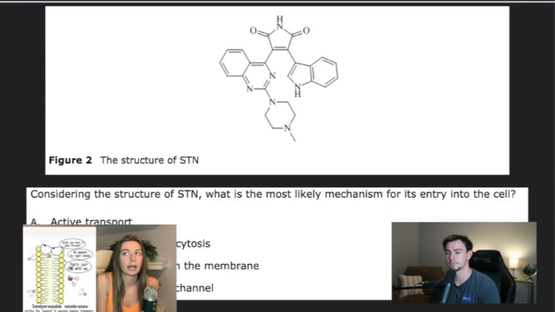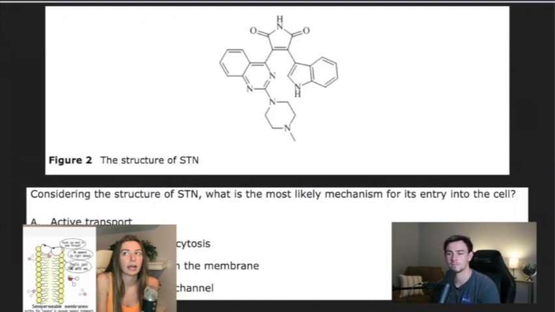C says diffusion directly through the membrane. That makes a little more sense. I see some polar groups, I think some amides at the top and these carbonyls hanging off, and then some nitrogens throughout, these heterocycles. But honestly, the carbon count really outweighs that. So I'm thinking this looks pretty hydrophobic, just a lot of aromatic rings. So C is looking good.